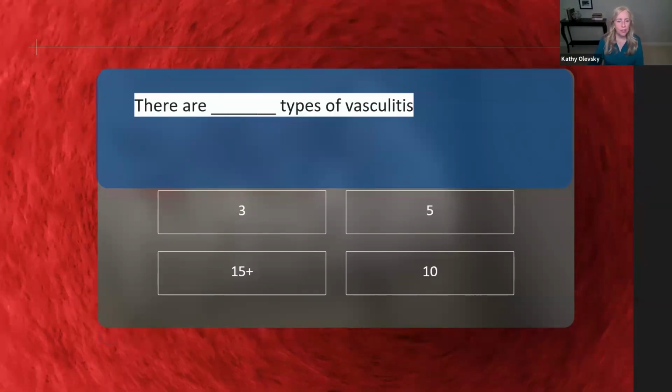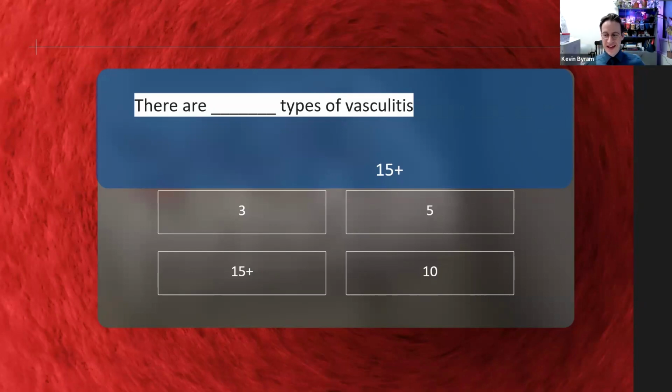And the next one is, there are how many types of vasculitis? 3, 5, 10, or 15 plus? And the answer is 15 plus. Boy, I've heard a lot of comments about this. I've heard 15, 18, 23. Is there a consensus on this?